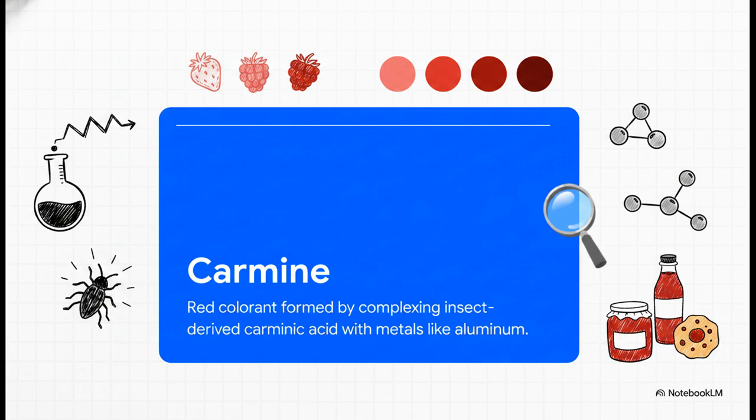This physical chemistry transformation gives us a highly stable, bright red colorant. It's virtually ubiquitous in commercial jams, syrups, and baked goods. And by precisely varying the ratio of carminic acid to aluminum, a chemist can dial in very specific shades, ranging anywhere from a pale strawberry to a dark blackcurrant.